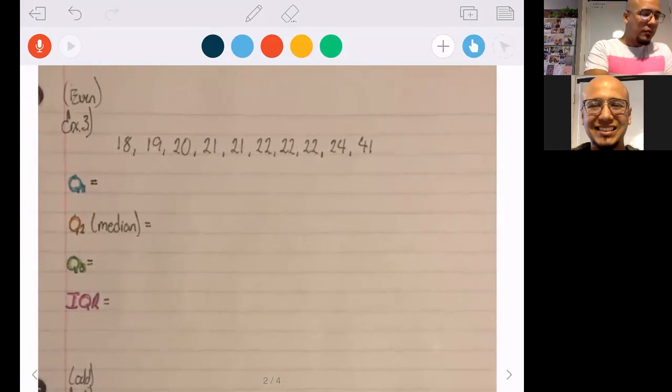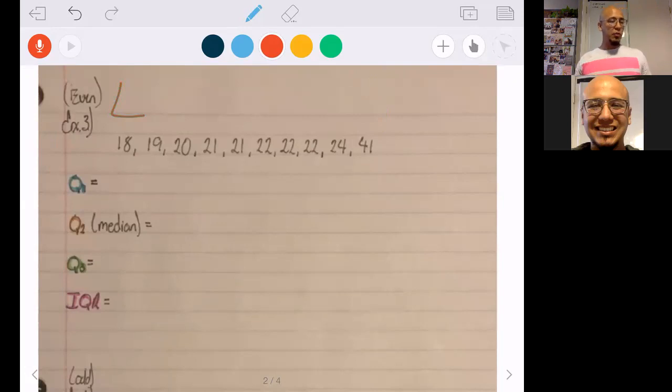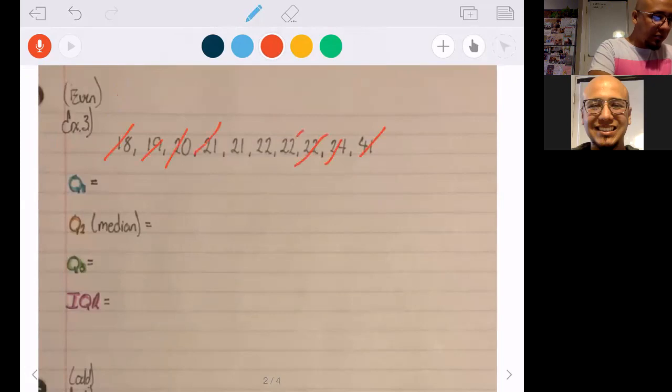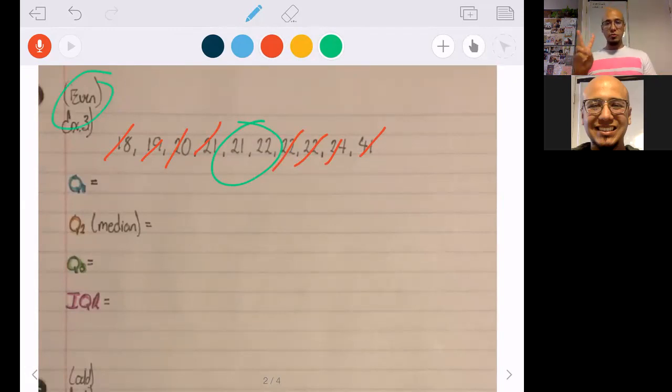To find the interquartile range, our first step is to find the median. Remember, you can only find the median once you organize things from least to greatest, as has already been done here. Once we do that, we can find the value or values right in the middle of the data set. Here we can easily see that the median is going to be between 21 and 22. Whenever we have an even number of values, we're always going to have two numbers right in the middle.